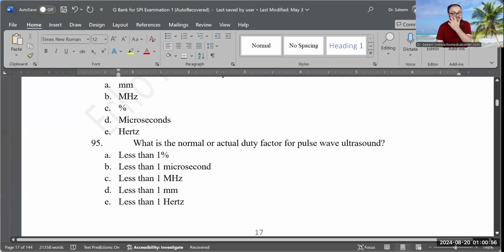Now, what is the normal or actual duty factor, what is a real duty factor for pulse wave ultrasound?